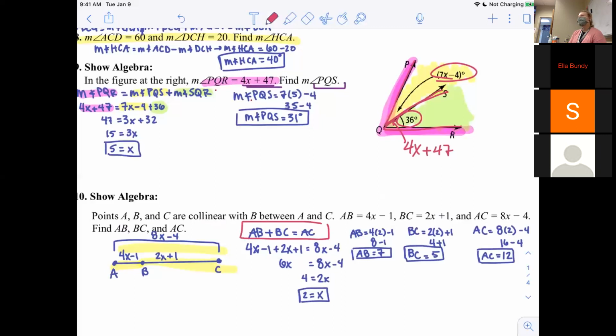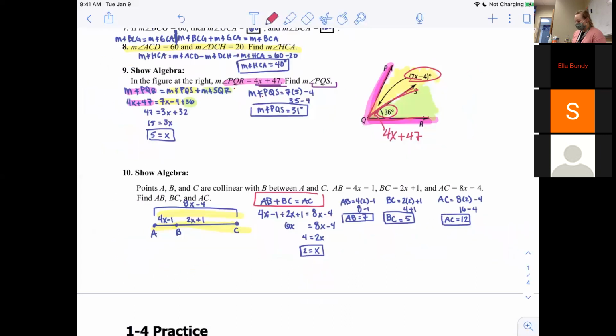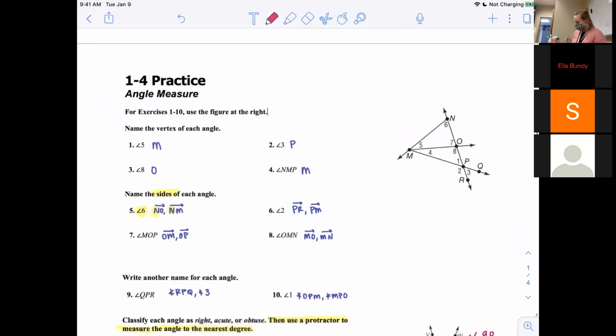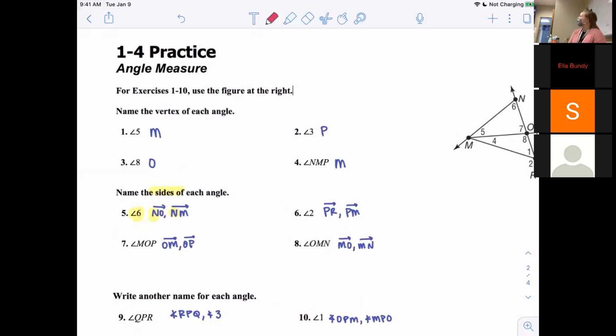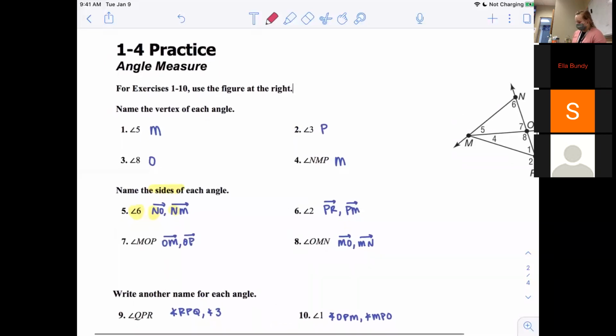Questions on that? Doing okay? Okay. I'm going to scroll over to the back. This is using this picture over there on the left. And most of these didn't have really a lot of work.